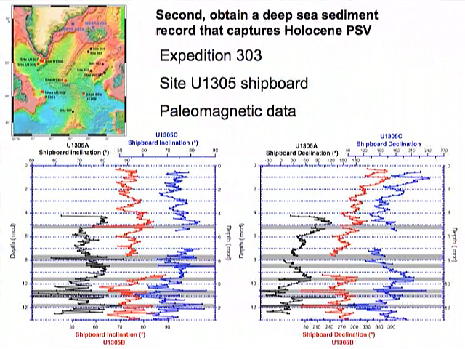What we need is a deep sea sediment record to really understand this typical IODP sort of record, and Site 1305 gave us this off the Eirik Drift here in the North Atlantic, and these are shipboard results showing very repeatable inclinations and declination data that strongly mimic what we had in Iceland.